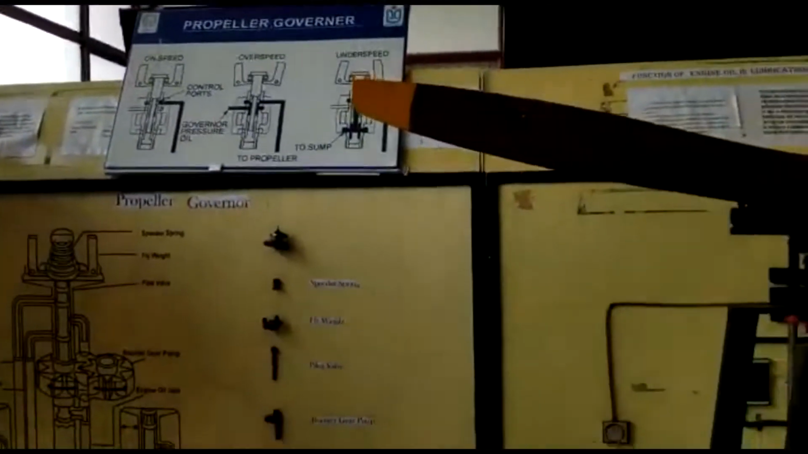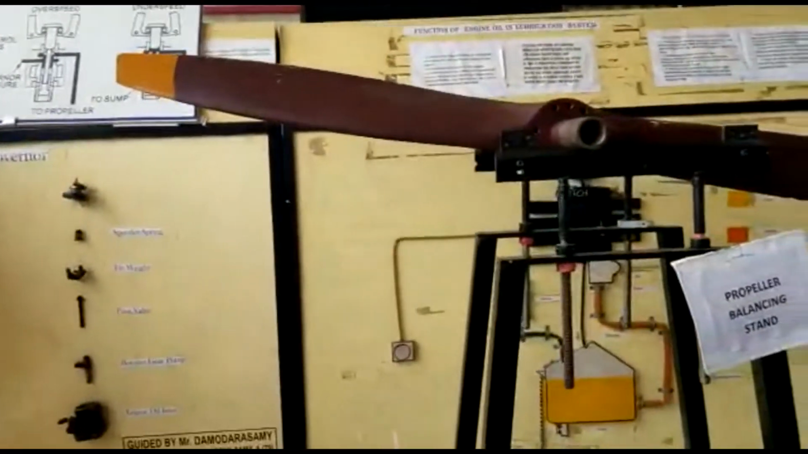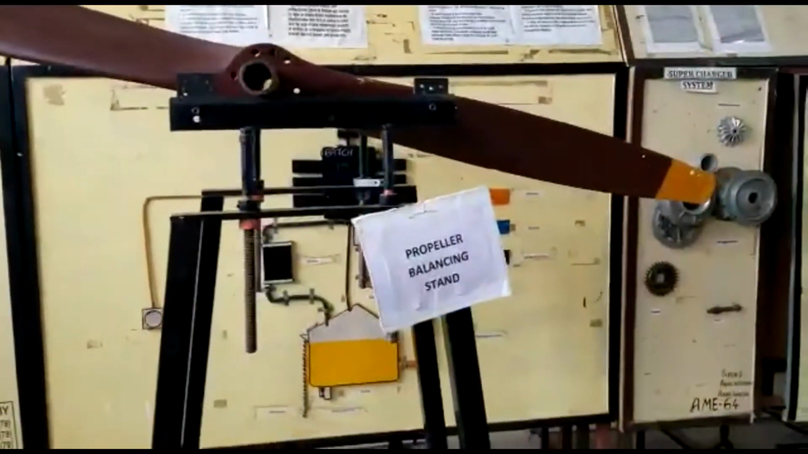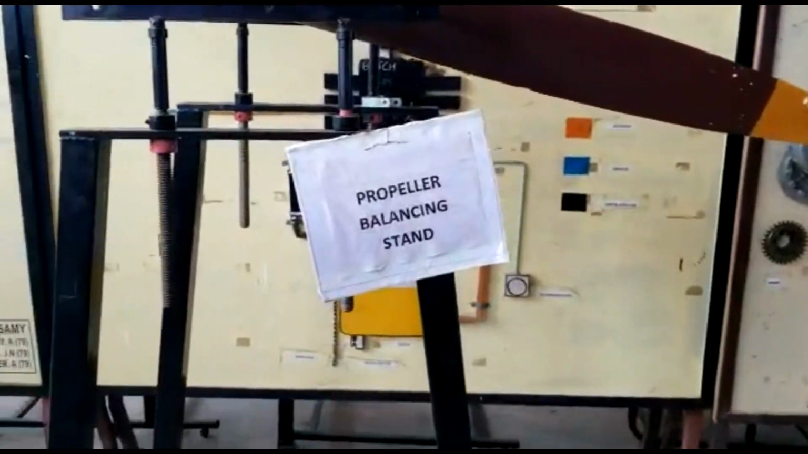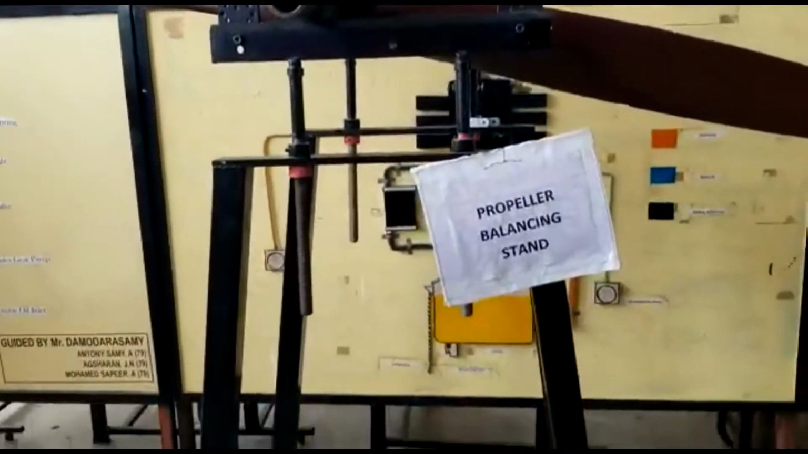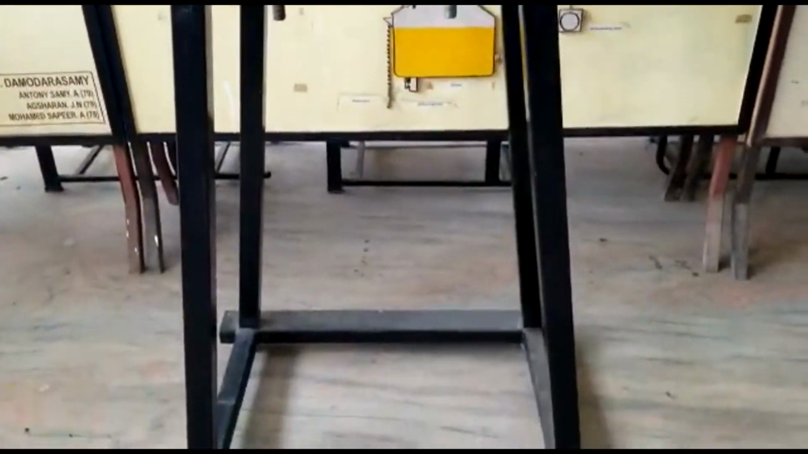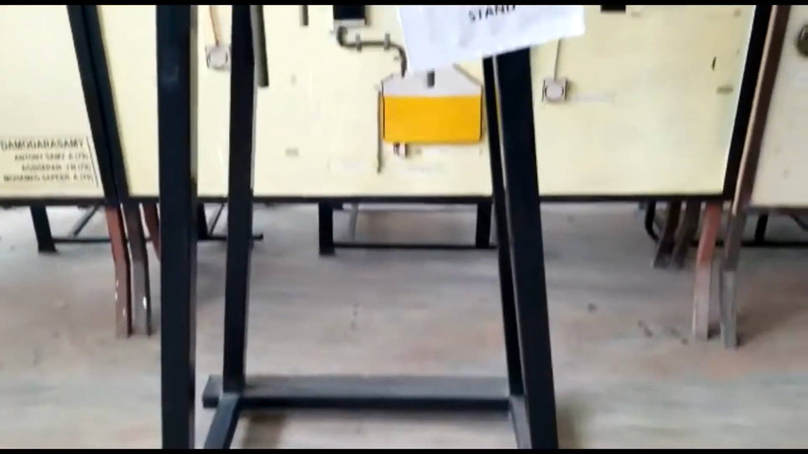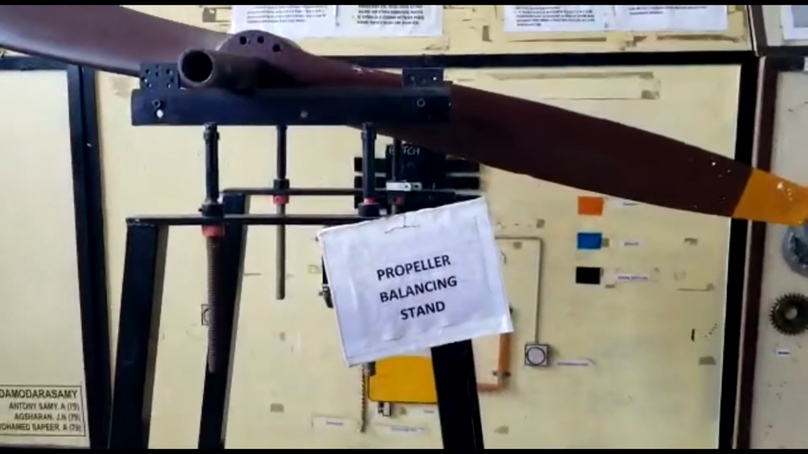Now we are seeing the propeller balancing stand. You can take up the horizontal balancing of the propeller and the vertical balancing of the propeller. This one is the propeller balancing stand. We can keep the propeller and check the horizontal balancing and the vertical balancing of the propeller.